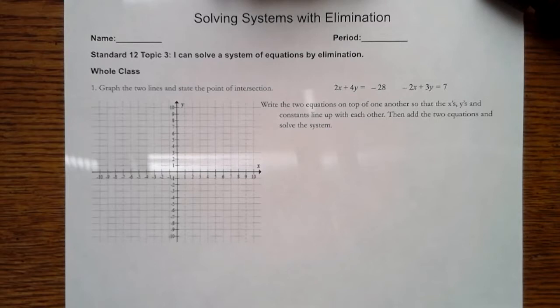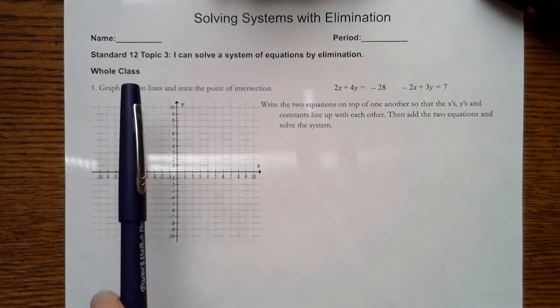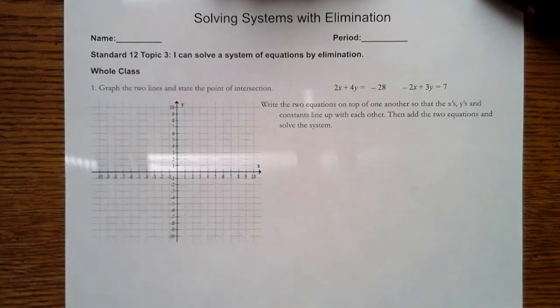Unit 6, Lesson 5, solving systems with elimination. So we are still solving systems, so figuring out where two lines intersect, but now we're using a different strategy called elimination. This is standard 12, topic 3. I can solve a system of linear equations by elimination.